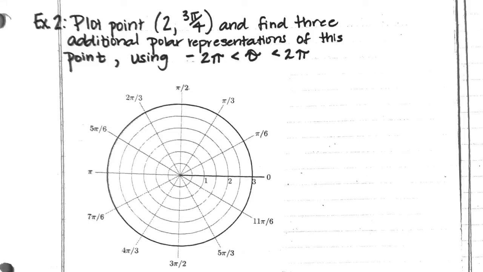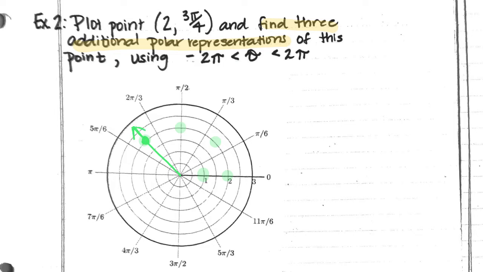All right, Precalc, the only thing I didn't go over is how to plot the point and then find 3 additional polar representations of this same point. So let's first plot (2, 3π/4). Remember 1π/4, 2π/4, 3π/4. And I'm going to put a dot there with a line and an arrow through it.